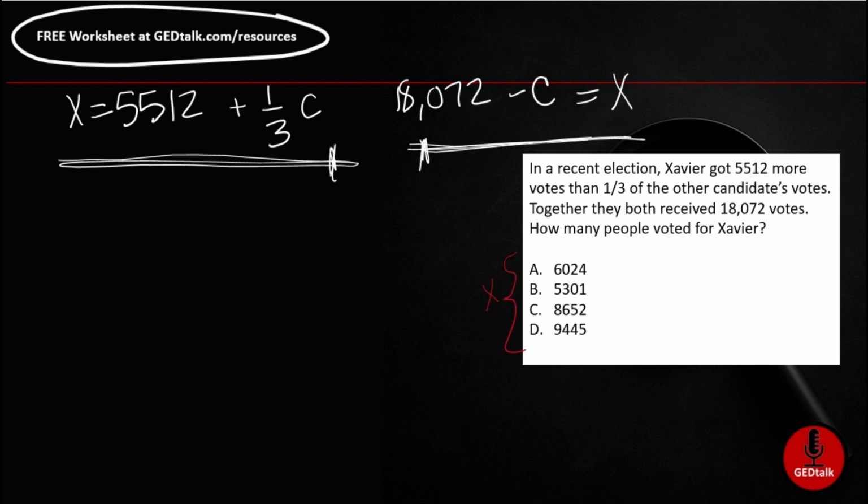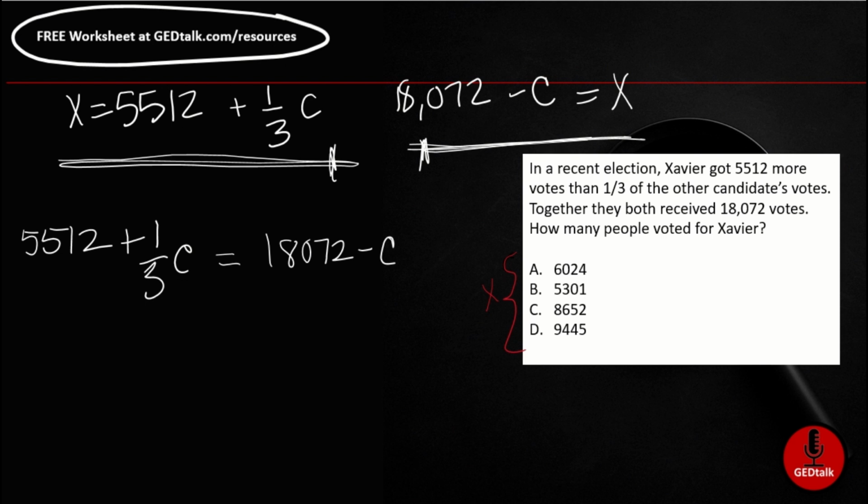I'm going to bring down this first formula that we wrote, the 5,512 plus 1/3 of the other candidate. That's going to be the number of votes Javier got. And it better be equal to the total number of votes minus the other candidate. That should also be Javier's number. So both should be equal. What we're going to end up doing is we're going to figure out, well, how many votes did the candidate get?